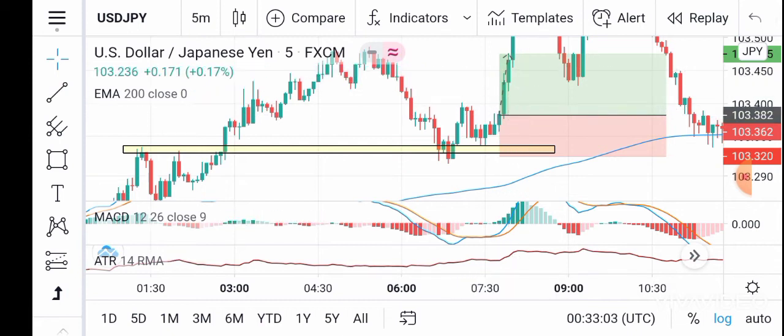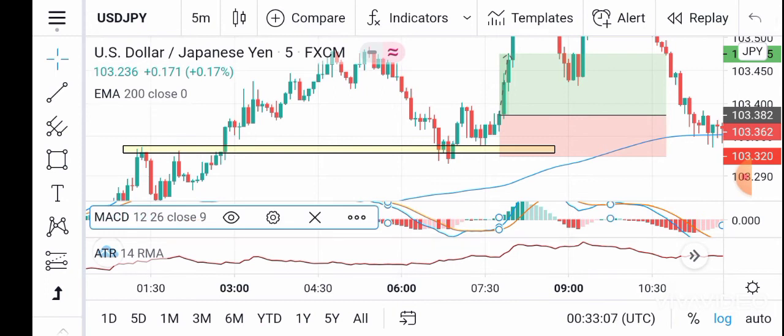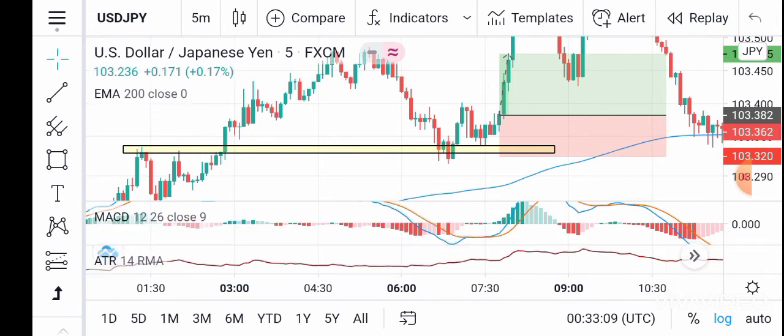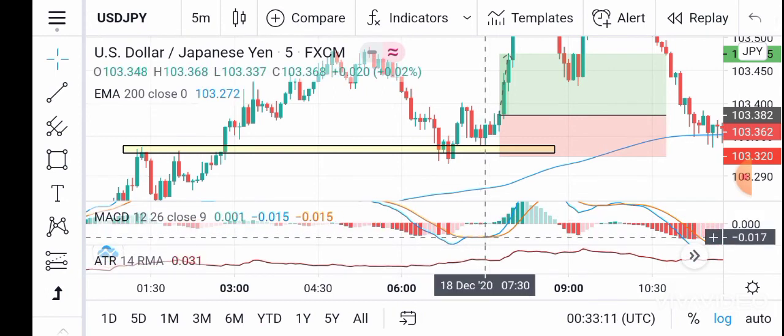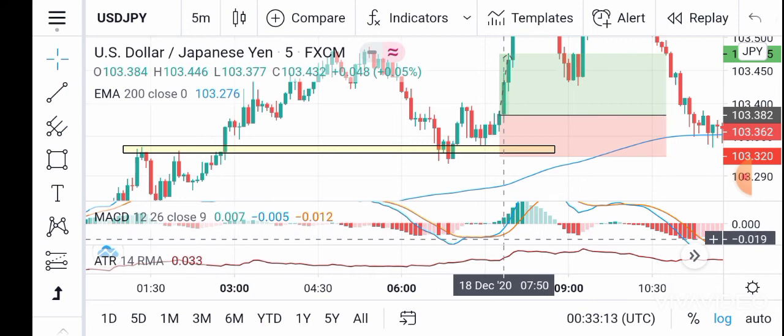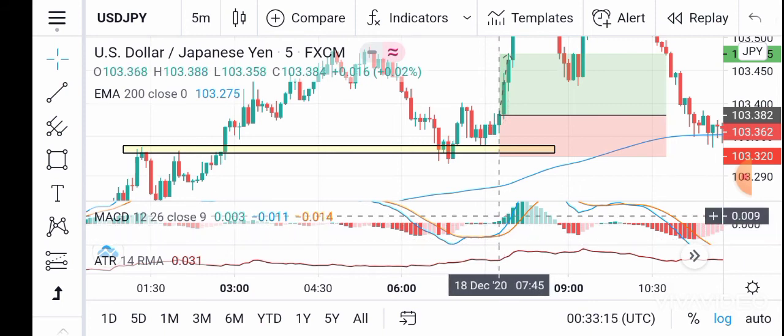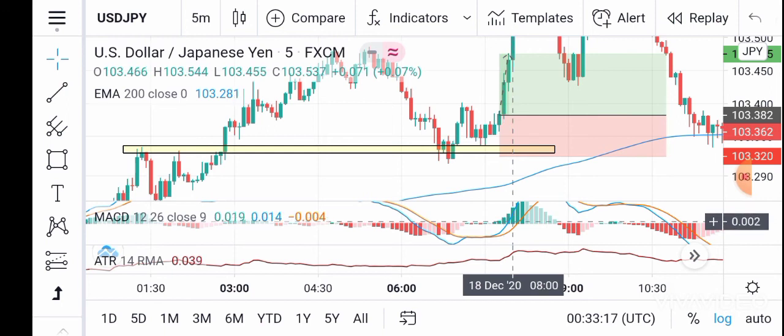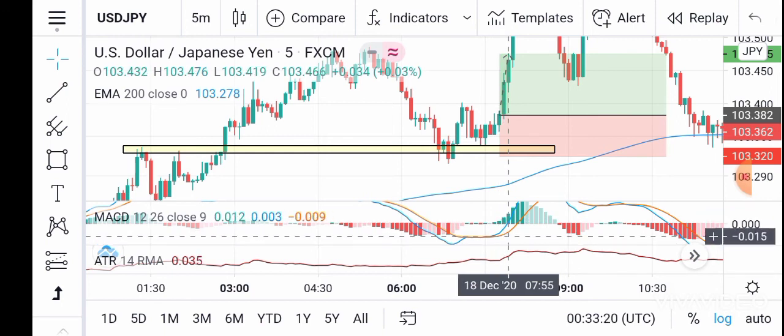But we still want to trade the 1 to 1.5, and I said that you want to see the cross. Like I said, the cross must happen below the 0 horizontal line. If the cross happens above this point, it's no longer valid. So we want to see it cross just below this line to make it a valid setup.